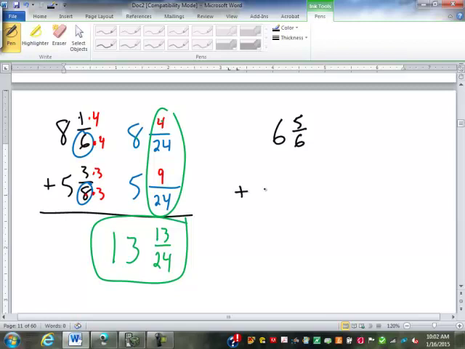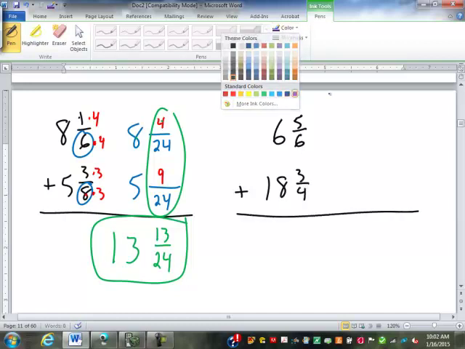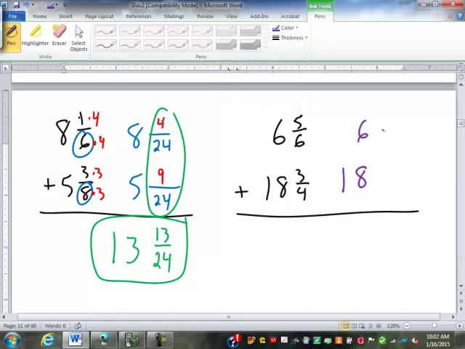So we might have 6 and 5/6 plus 18 and 3/4. Common denominator will be 12. What's this going to become? That'll be a 10. And this one? 9. So now we go to add. We start on the right, working our way back to the left. 10 and 9 make 19/12. So what's wrong with that? It's more than 1. Yeah, we can reduce that into 1 and 7/12ths.